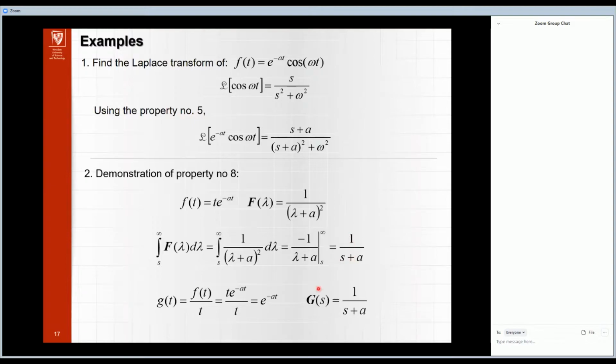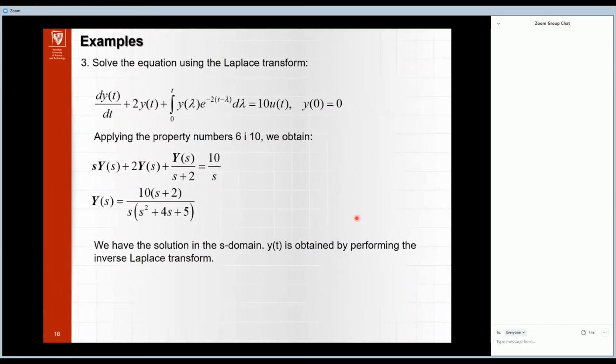And now I check it, for example, for the g function, and when we look at this transformation of e to the power of at, it is just the same result, 1 by s plus a. So it is a demonstration of property number 8.